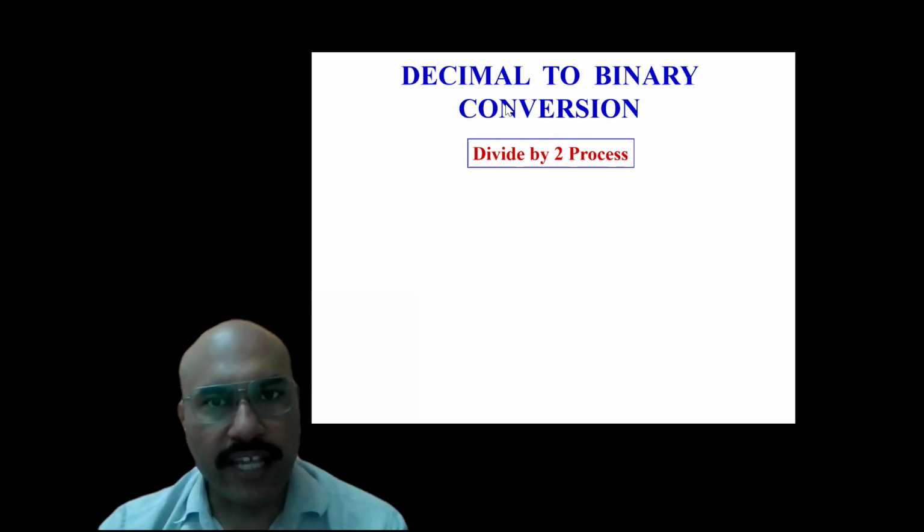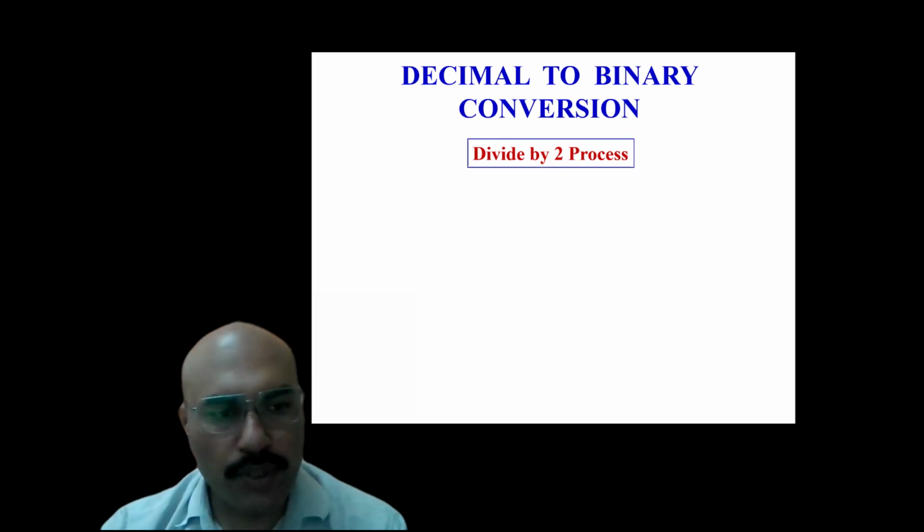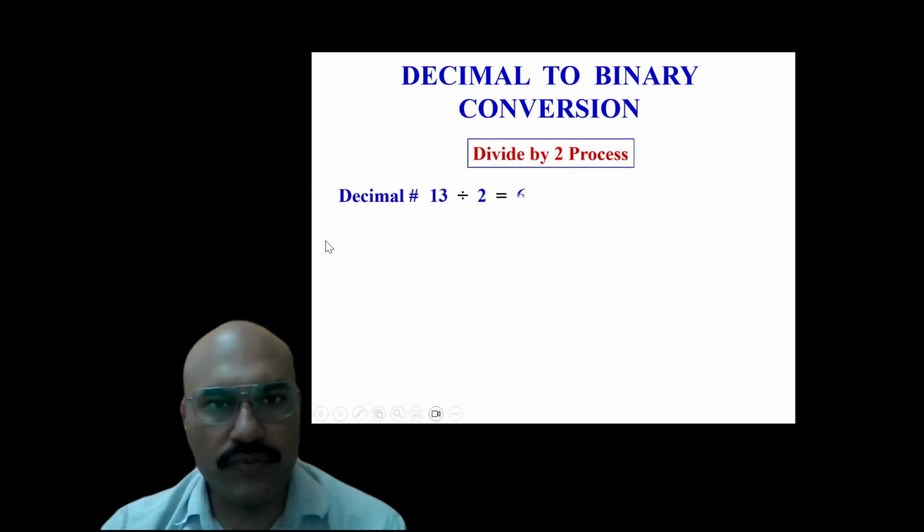Now, when we talk about the decimal to binary conversion, what do we have to look at? We have to look at the fact that the base of the binary number system is 2. So we will divide the given decimal number by 2, and we will see how it can be done. Suppose we have a decimal number that is 13. We need to divide 13 by 2.